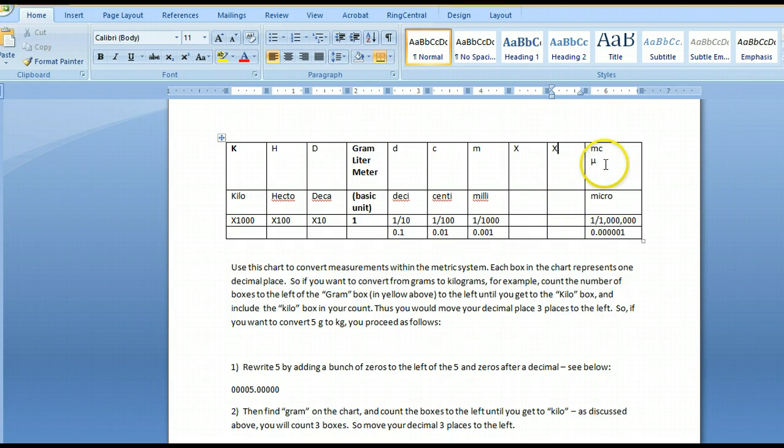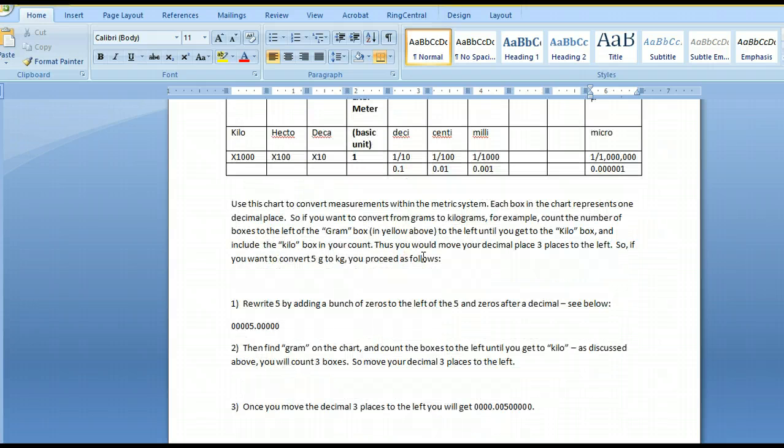But we're down here to microgram. Micro is 1/1,000,000th of the basic unit. So a microgram is 1/1,000,000th of a gram, or there are 1,000,000 micrograms in a gram.